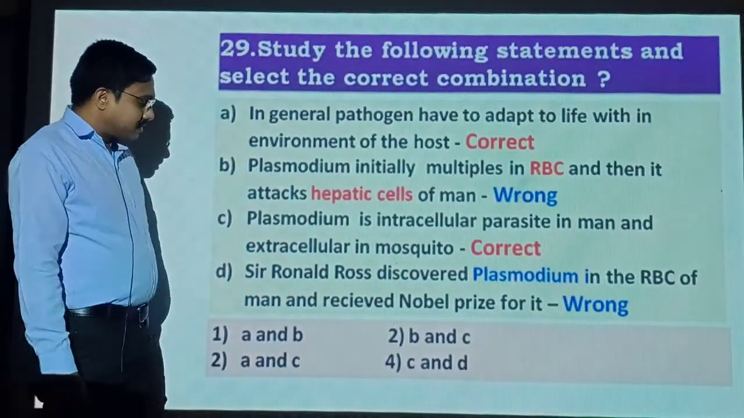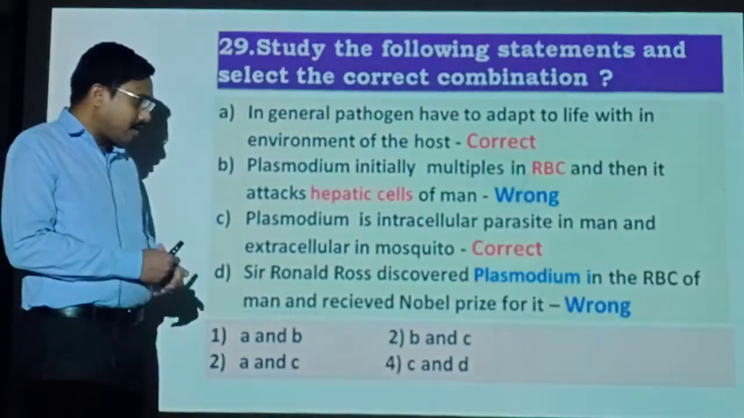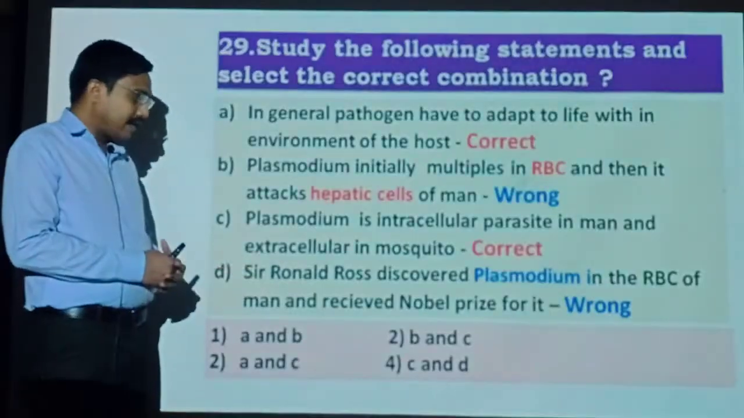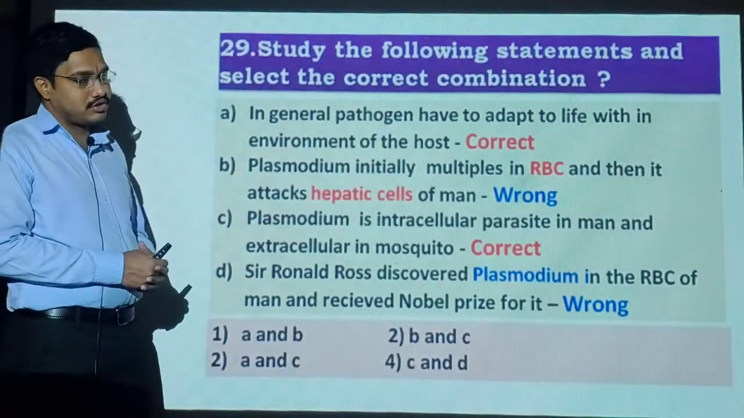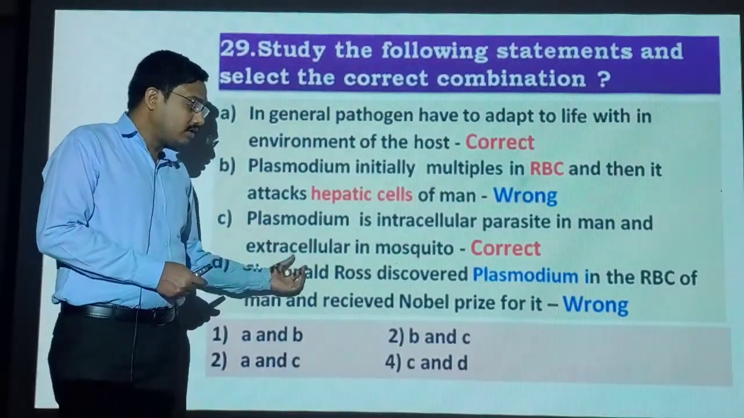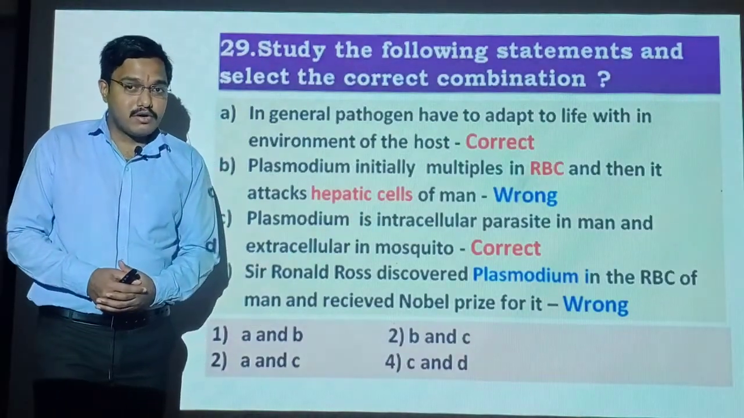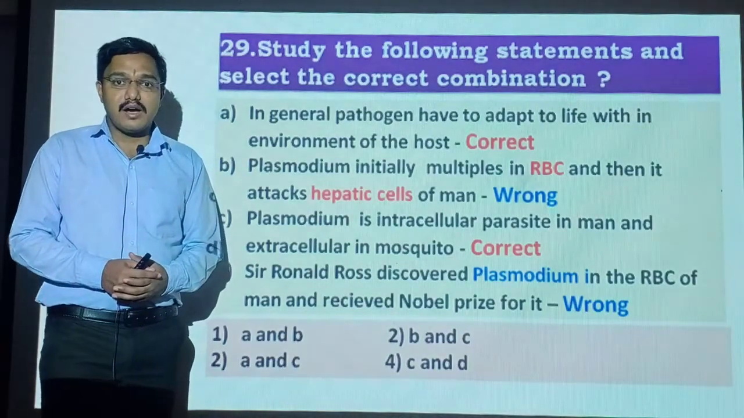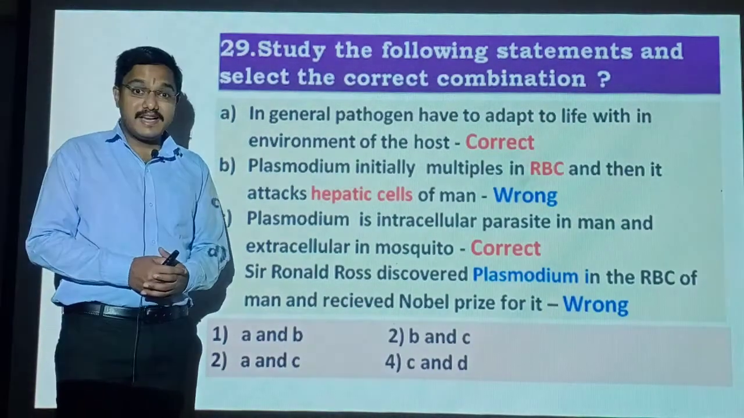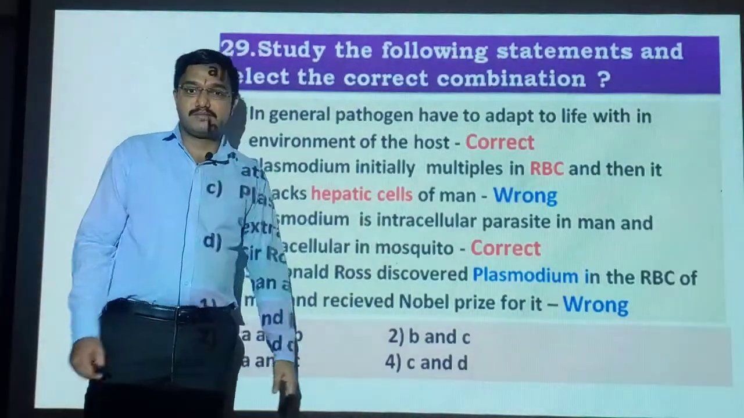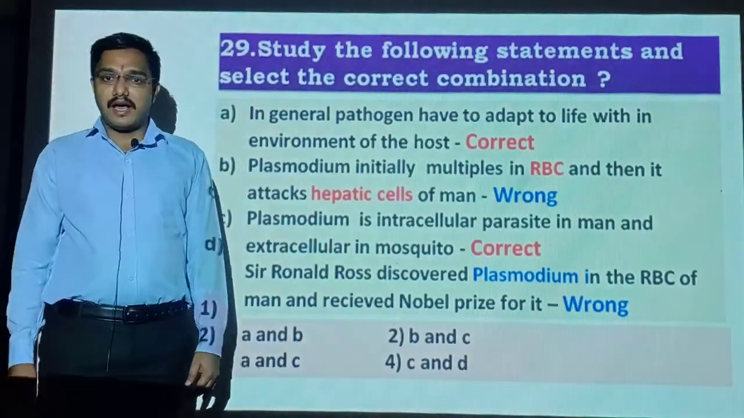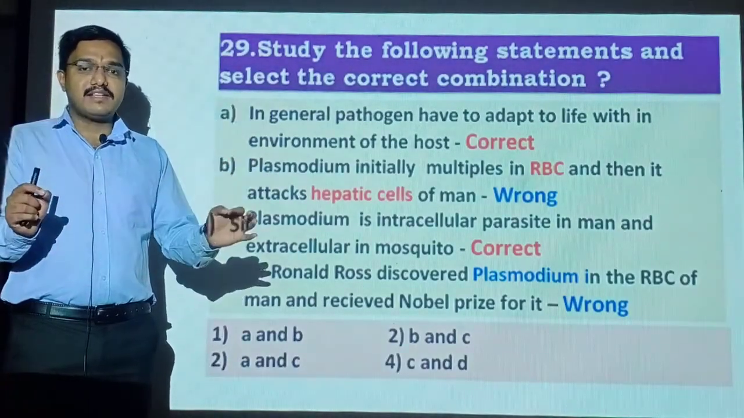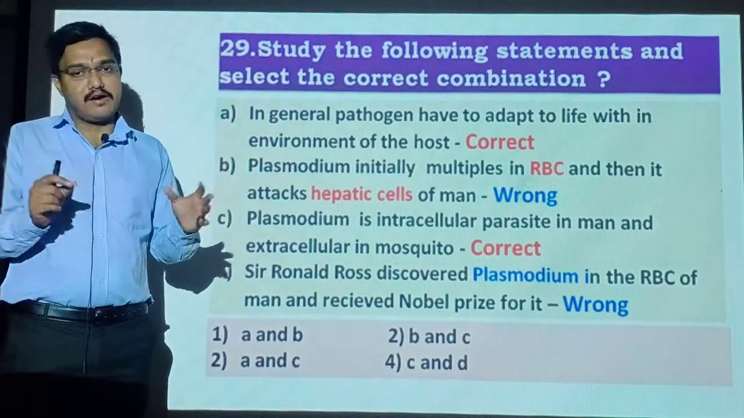Okay. Now statement number 4. Sir Ronald Ross discovered Plasmodium in the RBC of man and received Nobel Prize for it. See here, this statement is wrong because Ronald Ross, he is a British army doctor, but he did not discover Plasmodium. He reported that infected female Anopheles mosquito spreads malaria.